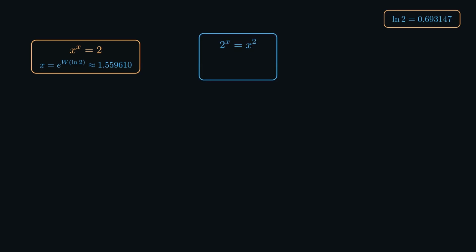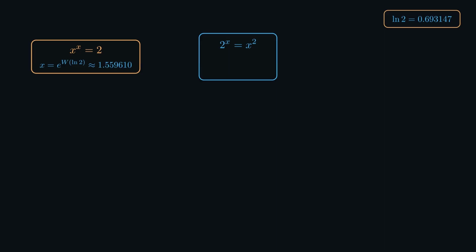So let's lay the trophies on the table. x to the x equals 2. One real solution. x equals e to the W of natural log 2. And by hand it is 1.559610. 2 to the x equals x squared.